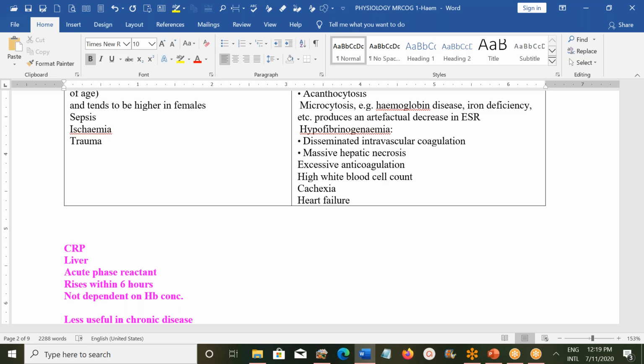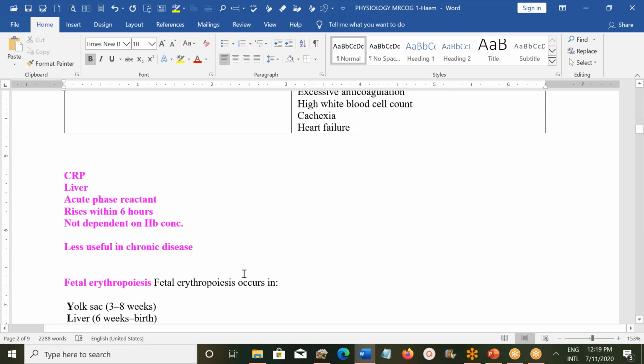Then the question is that if the level is very high, it may indicate that there is some future disease like that. So that is the point.